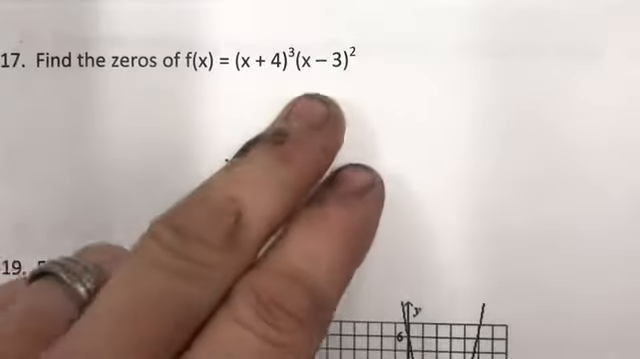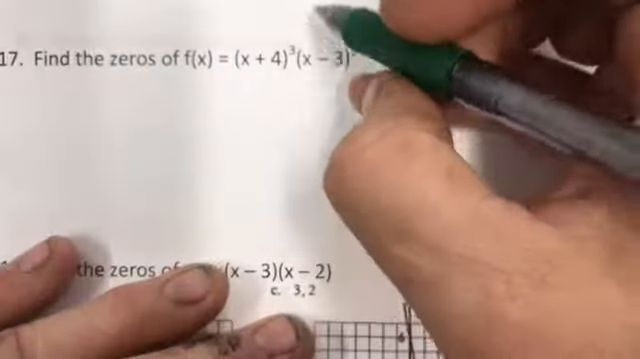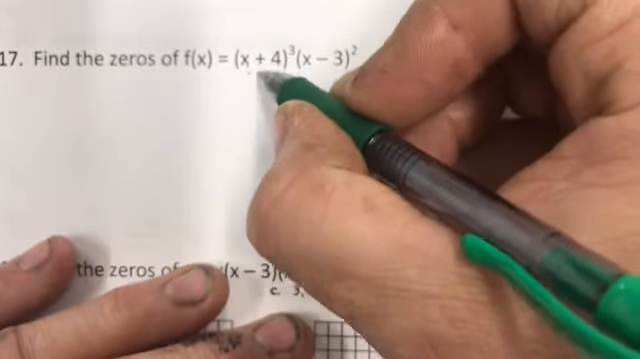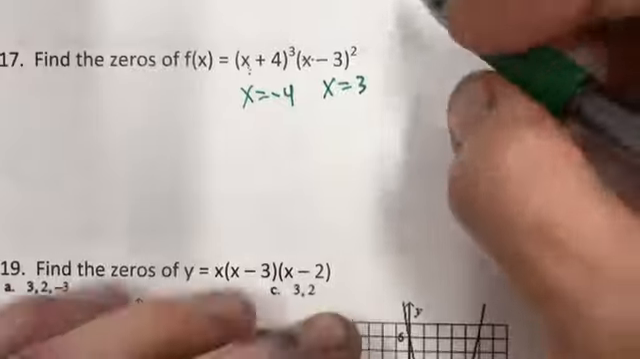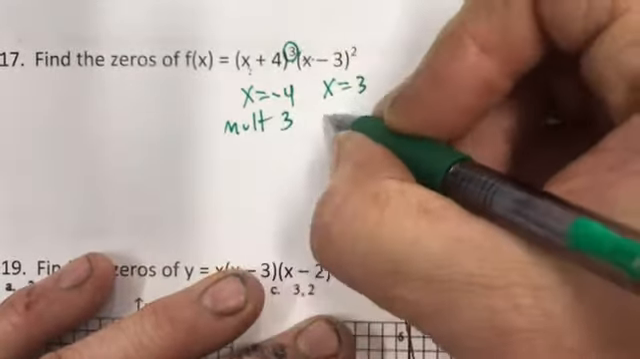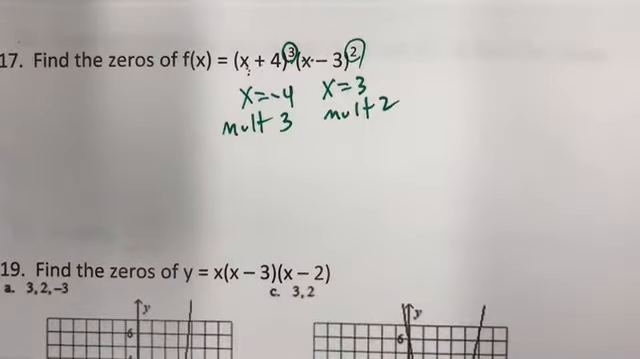Find the zeros of this. So if I find the zeros right here, x plus 4, that means negative 4. x equals negative 4 is a 0. x minus 3, that means x equals positive 3. See, 3 minus 3 is 0. Negative 4 plus 4 is 0. So there's my zeros right here. Now these have multiplicity. This has multiplicity of 3. This one has multiplicity of 2, which is helpful in graphing it.